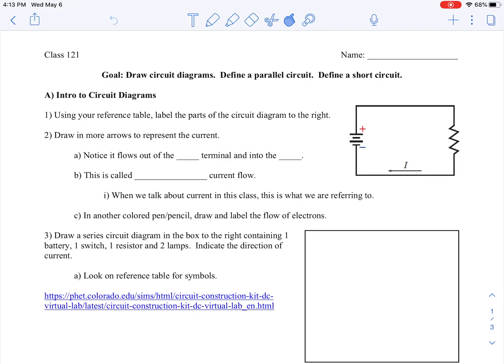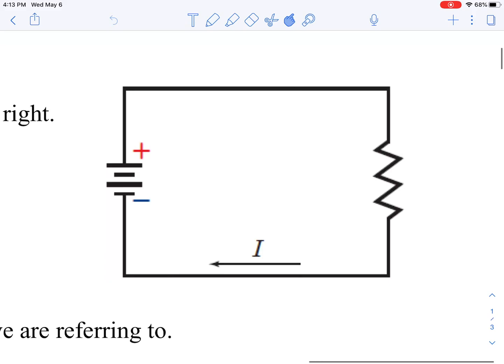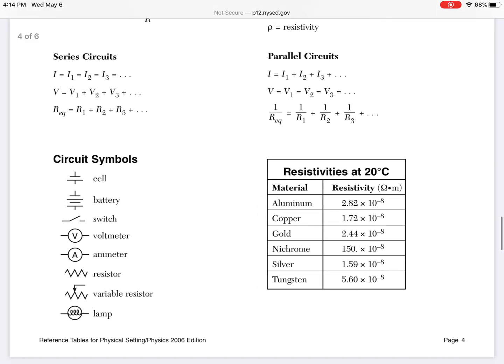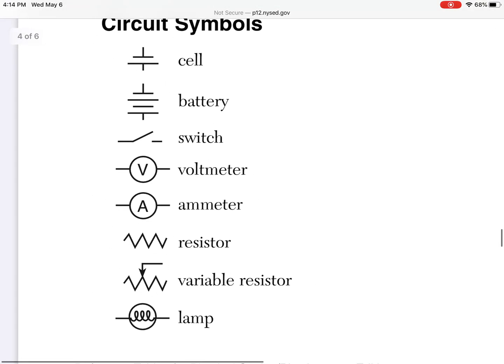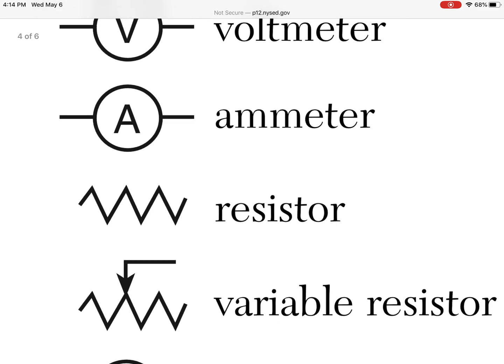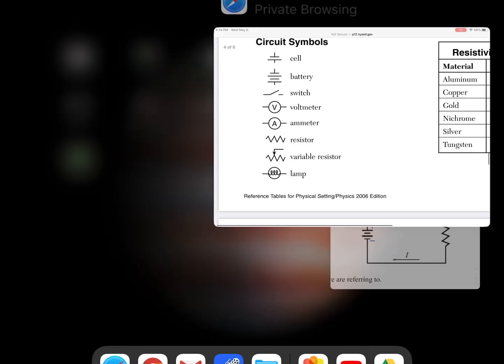Using your reference table, label the parts of the circuit diagram to the right. This might not really look like anything, but there's a lot going on here. On your reference table, you have circuit symbols. Let's find where those are. Here they are. This symbol here is a battery, with these lines, and this symbol here is a resistor, that squiggly line.